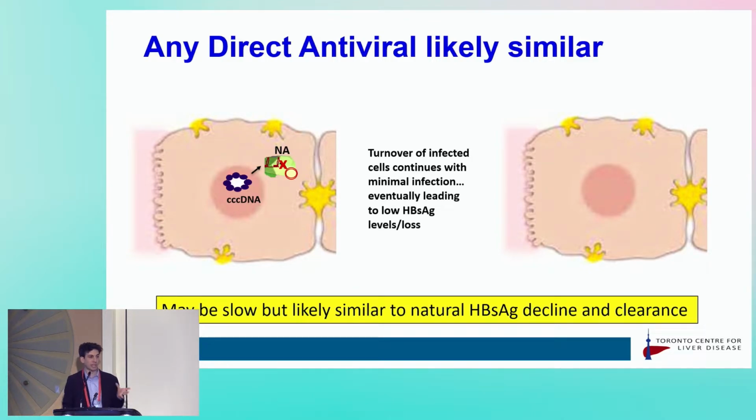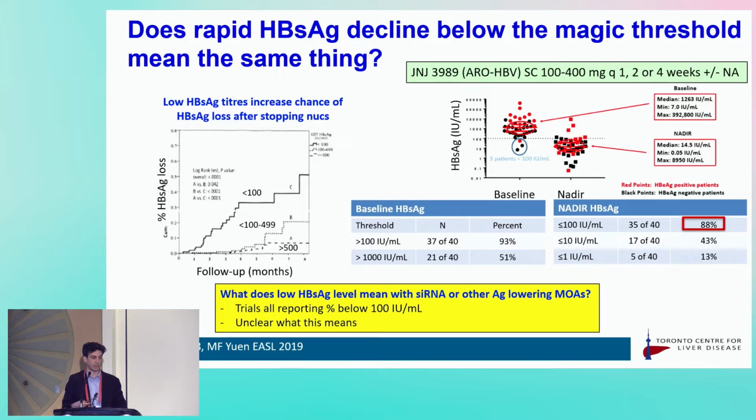And I think that's worth considering, because I think there's been a little bit of less enthusiasm about using direct antivirals because of the lack of S loss with CAMs, but maybe thinking about this as more similar to the natural surface antigen loss or low surface antigen levels is worth consideration.